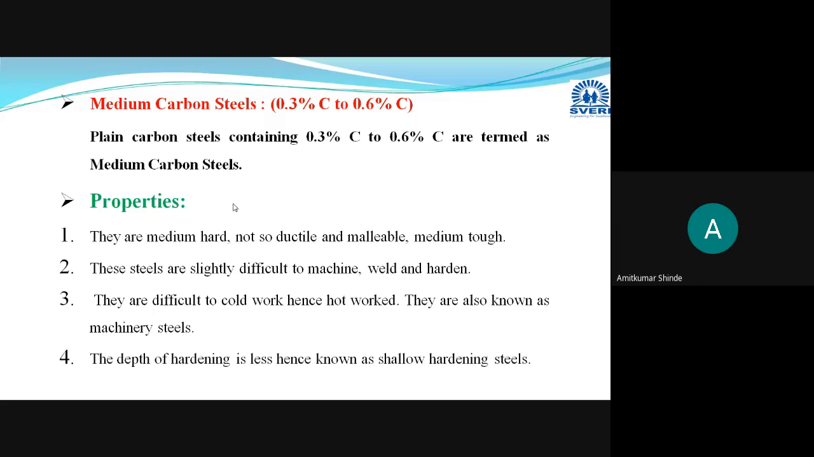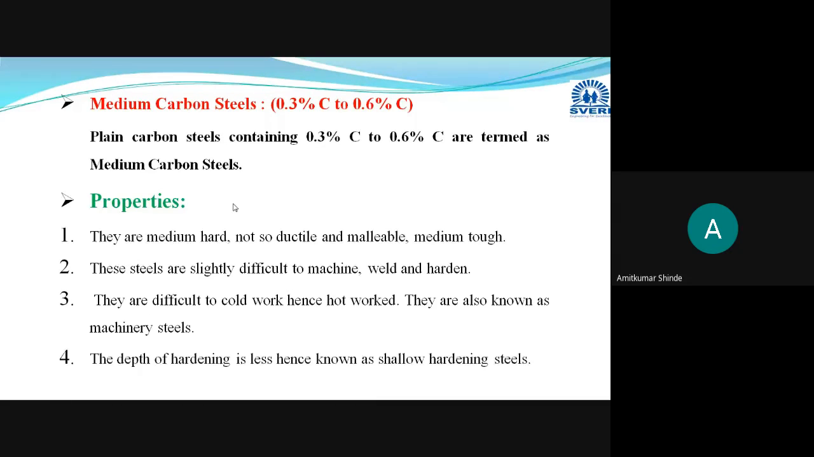It will have properties in between low carbon steel and high carbon steel. You can say that it has medium hardness. It is not so ductile or not so malleable. It has properties in between the low carbon steel and high carbon steels.